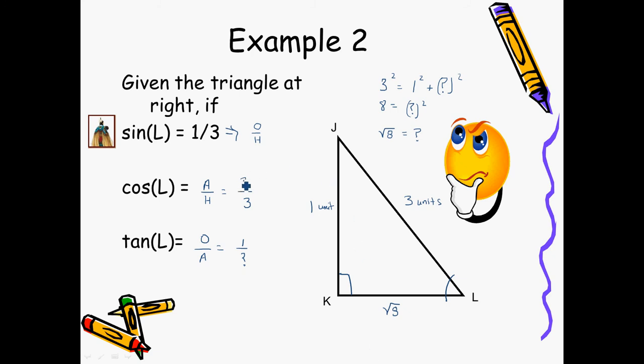So that means 1/3 is certainly less than 1. What's the square root of 8? Square root of 8 is bigger than 2, but is it bigger than 3? Nope, so this is less than 1, and in this case the tangent is also less than 1. Could you do the reciprocals?